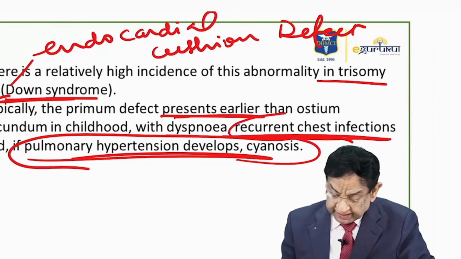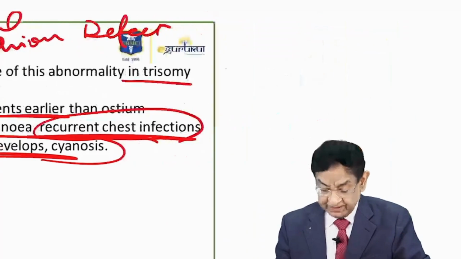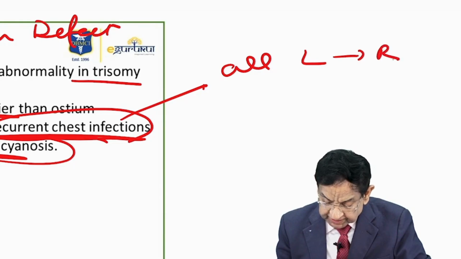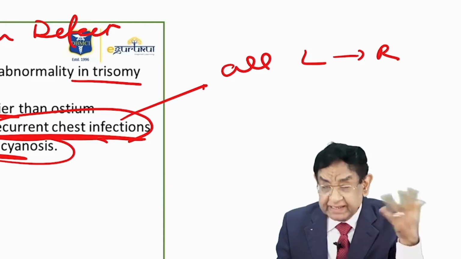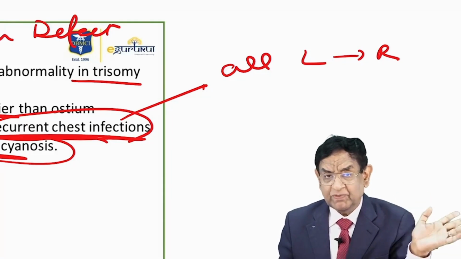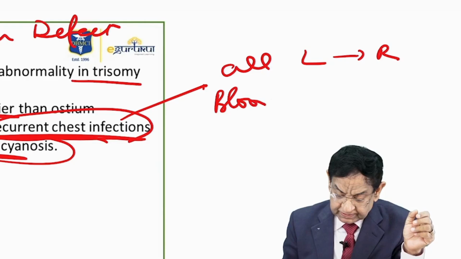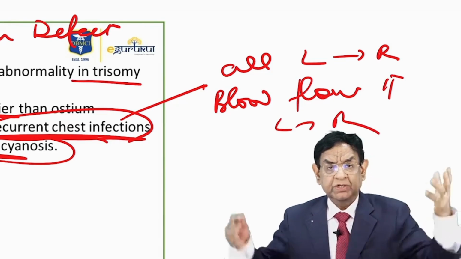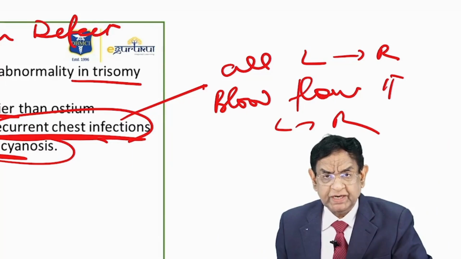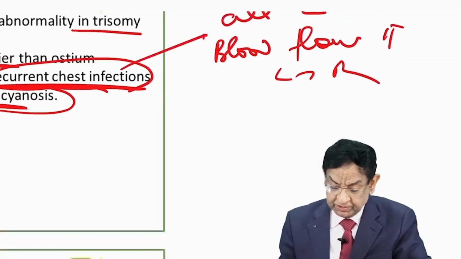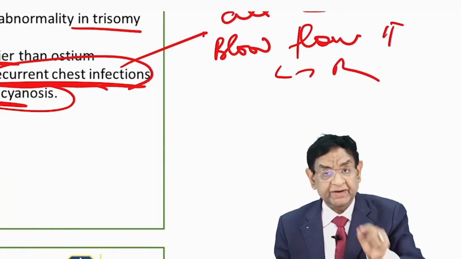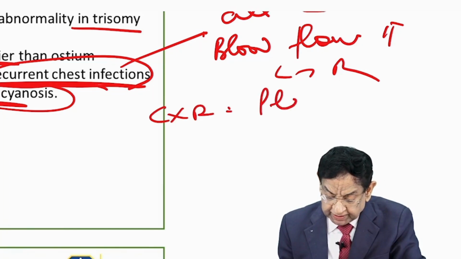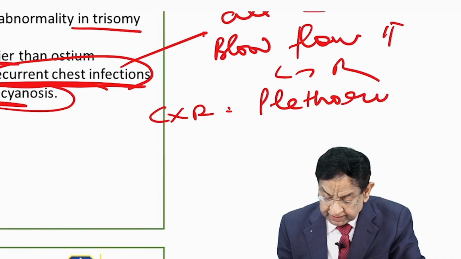Now I would like to talk to you regarding recurrent chest infection. This is a feature of all left to right shunts. The reason: blood flow is increased in all left to right shunts. We have understood that a large amount of blood is going into the lungs in any left to right shunt. So there is an excess of blood, and if you do a chest x-ray, there will be plethoric lung fields.